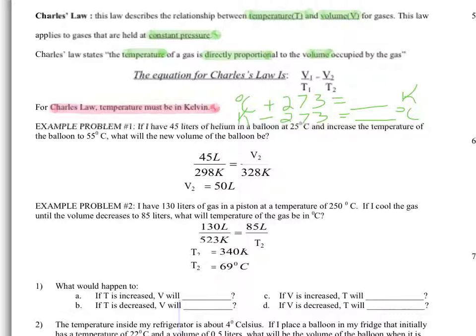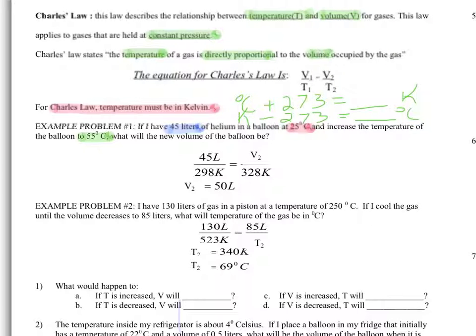So for example, problem number 1: if I have 45 liters of helium in a balloon at 25 degrees Celsius, now notice that word "at." I have 45 liters at 25 degrees Celsius. Those two numbers go together. So those are either both my starting volume and temperature or my final volume and temperature, but those two must go together. And I increase the temperature of the balloon to 55 degrees Celsius. What will be the new volume?